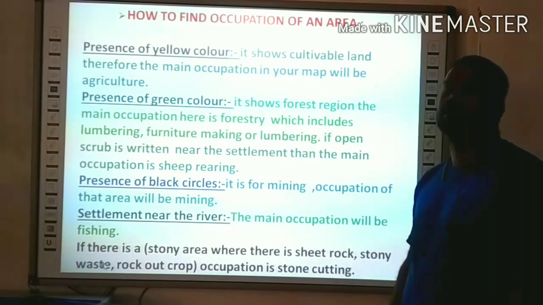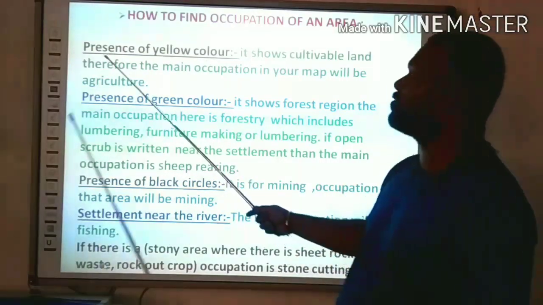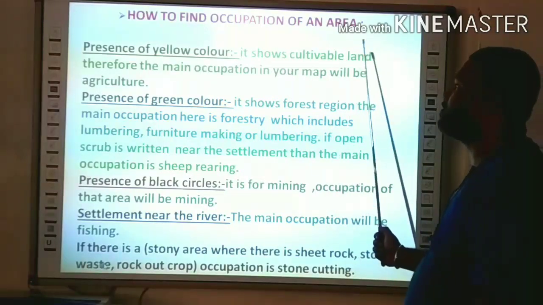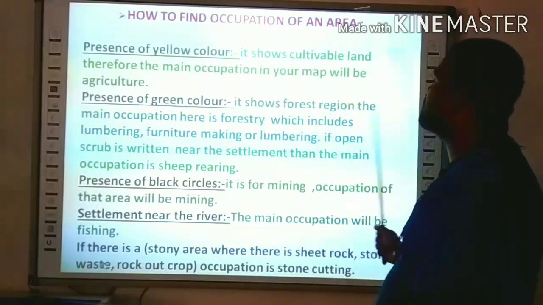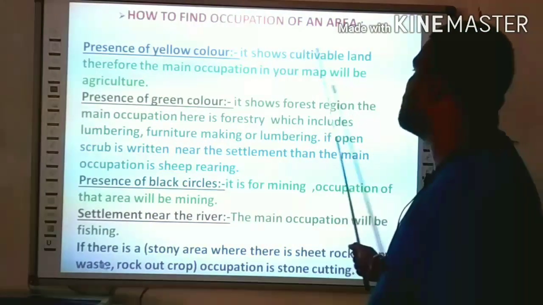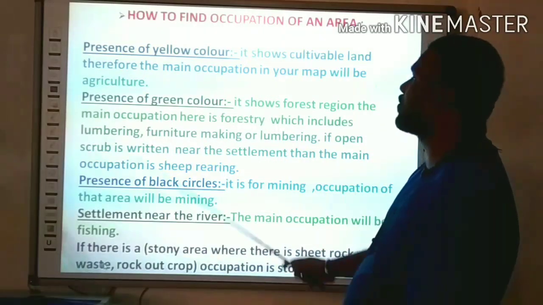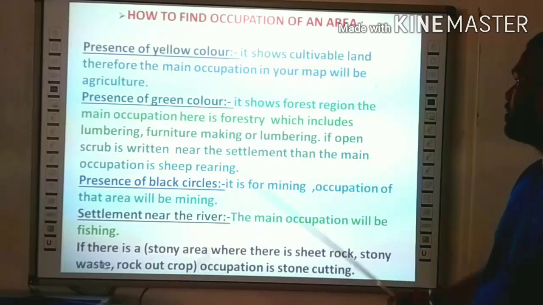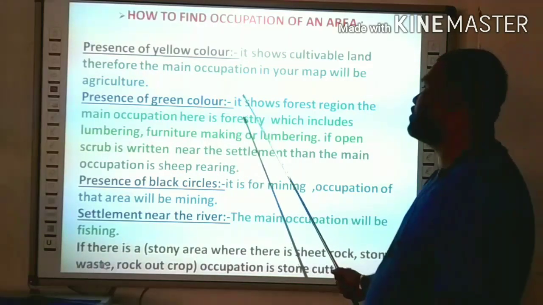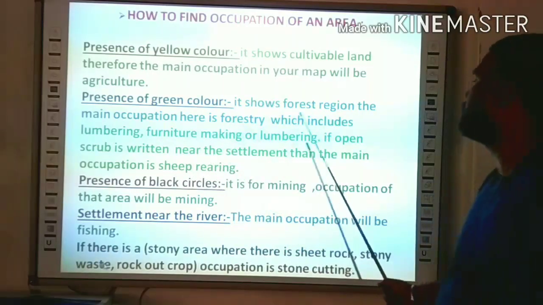Now if there is a presence of yellow color in the map, what does it mean? It shows cultivable land. Therefore, the main occupation in your map will be agriculture. Now if there is a presence of green color, it shows forested region. The main occupation here is forestry, which includes lumbering, furniture making or timbering.